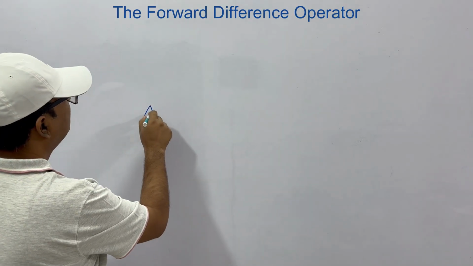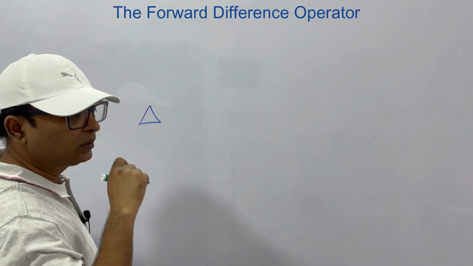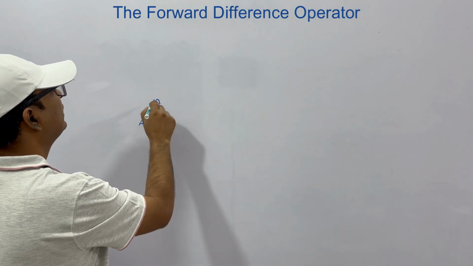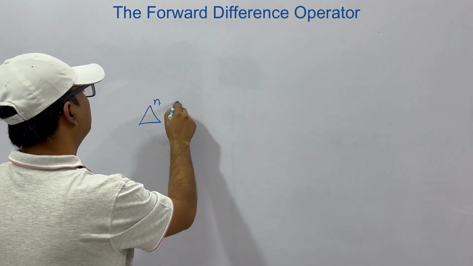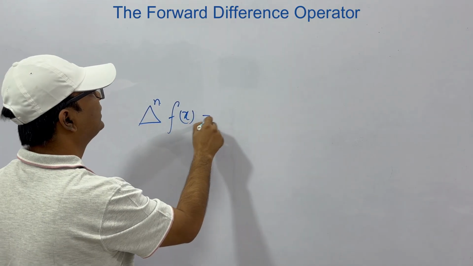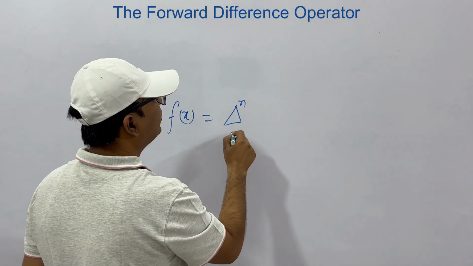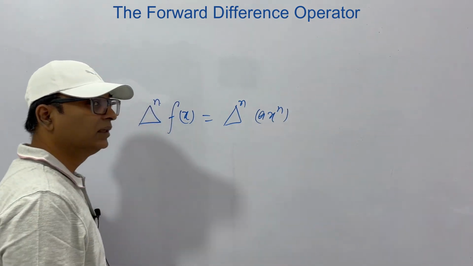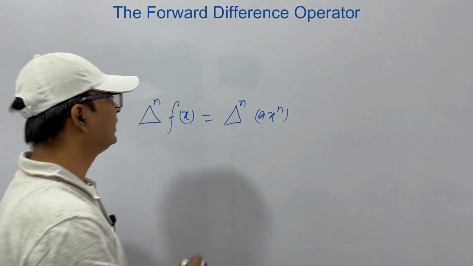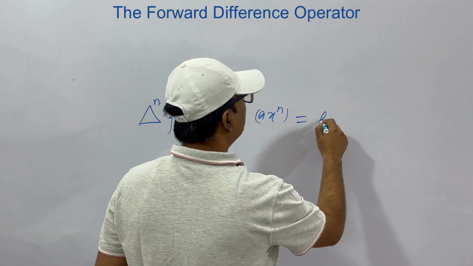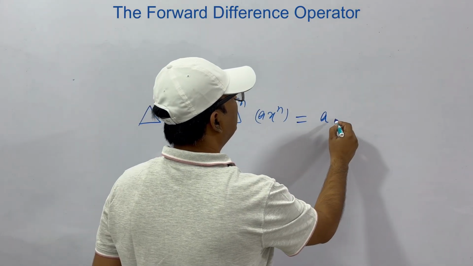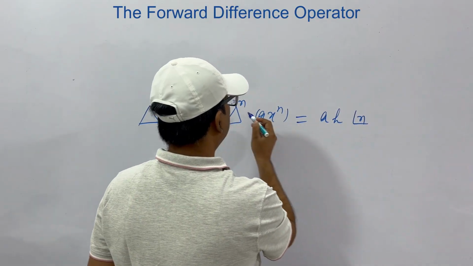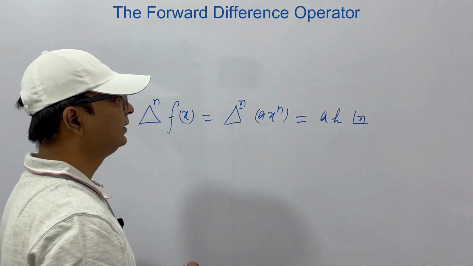And there is a derivation. I am not going into the derivation because that is not required for this course, but the result is very important: del n of f(x) is effectively del n of the first term of the polynomial, and it comes to a, the first term, into h, that is the interval, and into factorial n, that is, the nth part.